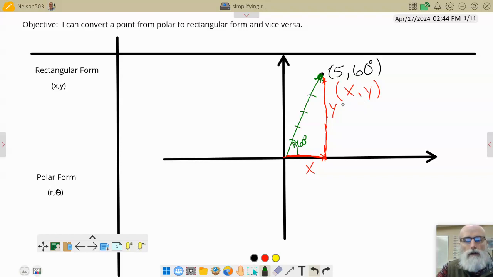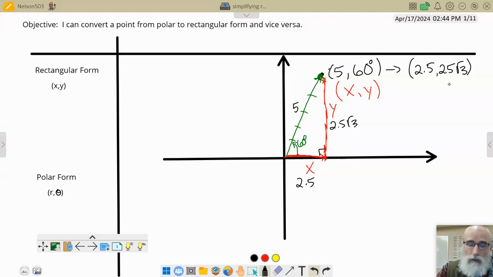Well, we know 30, 60, 90 triangles so well that you might not need trig to do this problem. You might say, well, the short leg is half of the hypotenuse. If this is 5 long, the short leg's 2.5, and the long leg is 2.5 times the square root of 3. It's square root of 3 times bigger to go from the short leg to the long leg. So you might just go straight away and say this is 2.5, comma, 2.5 square root of 3. And if they ask for an exact value, that's right on the money.